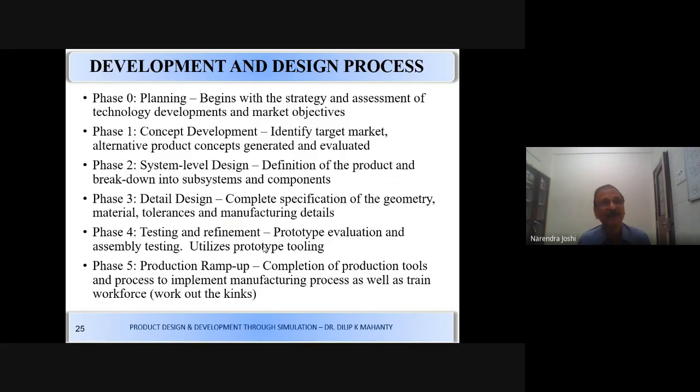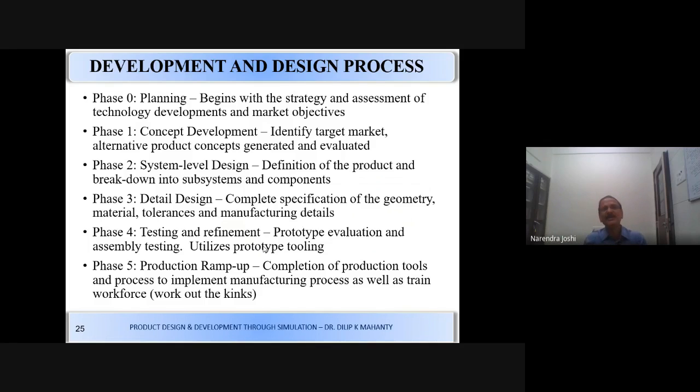Phase 1, concept development. It's where actual product development starts. I've identified the target market, and alternative product concepts are generated and evaluated. Phase 2, system level design, where the definition of the product and breakdown into subsystems and components is done. That is very important. Third is detailed design, the complete specification of geometry, material, tolerance, and manufacturing details. So it goes for prototyping and further.